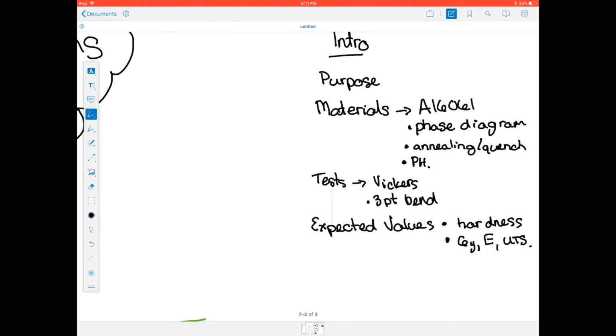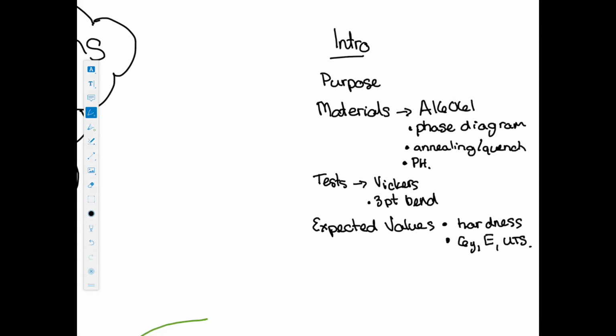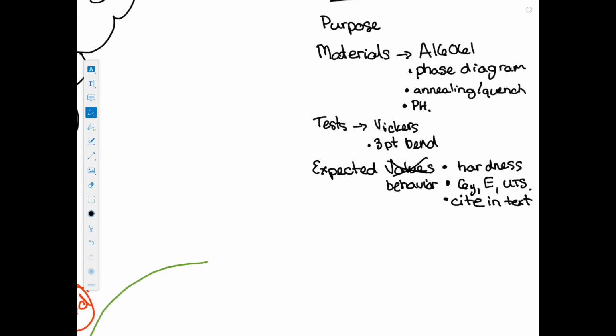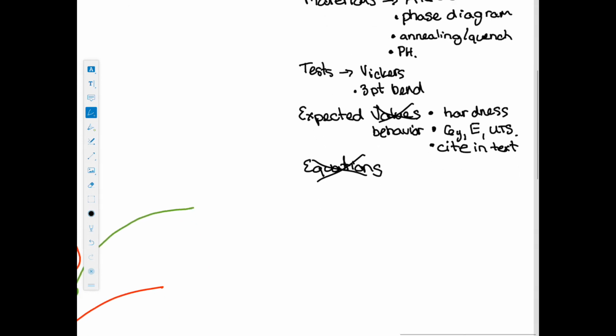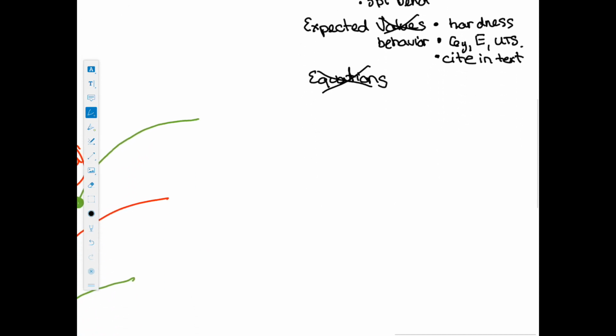So you can write one sentence for each of these, however you want to do it. Use a citation. Please cite in text. And explain really quickly expected, instead of values, behavior from the literature. And then equations is not relevant to this one. Methods is same as usual.